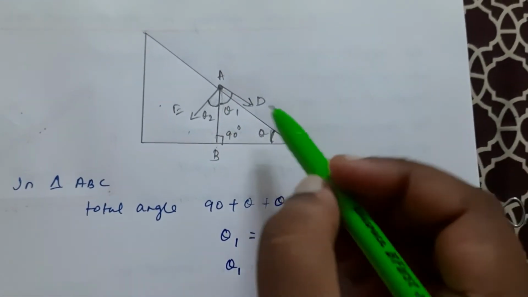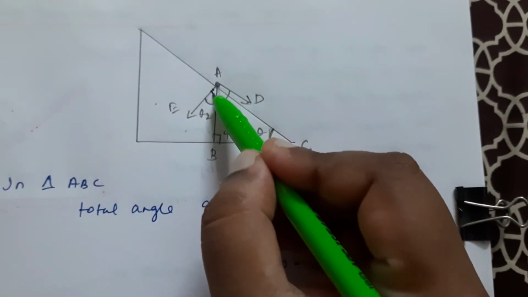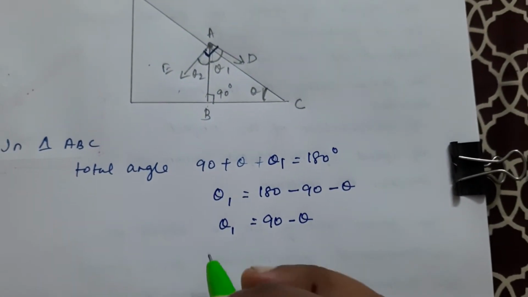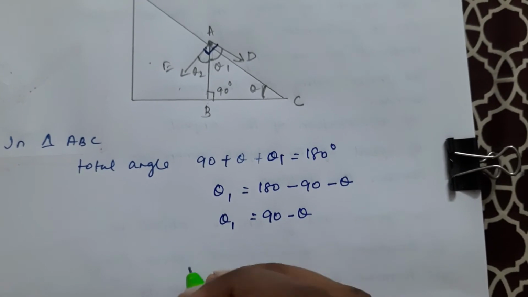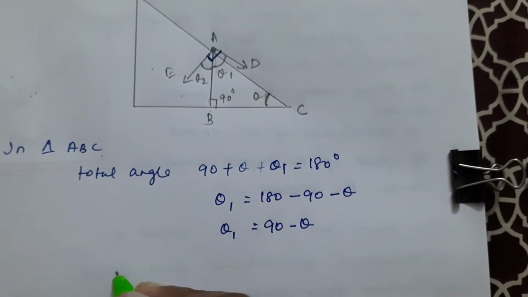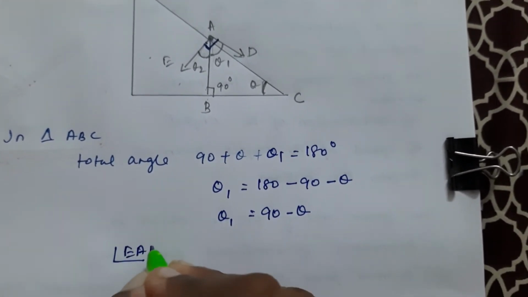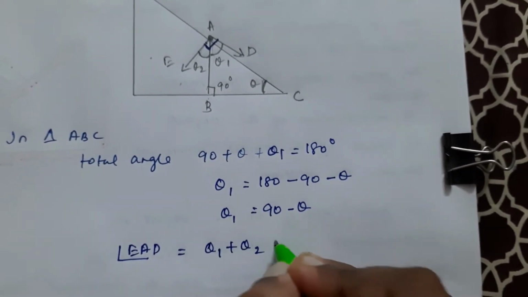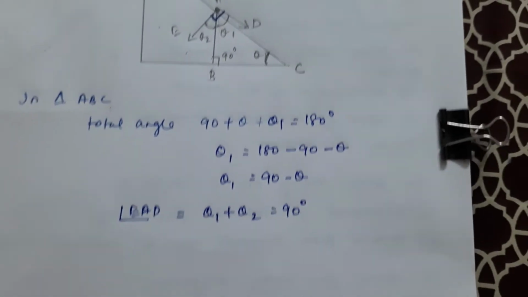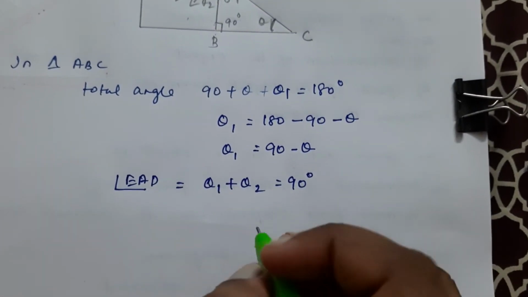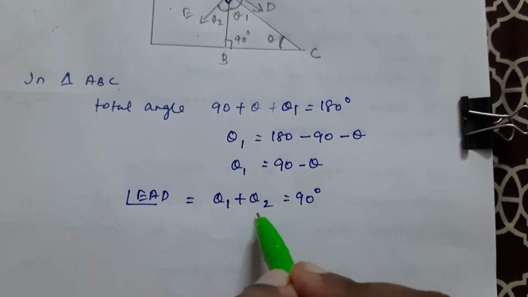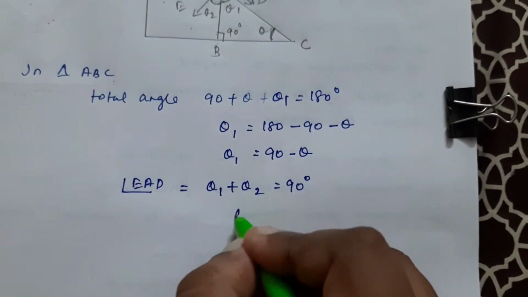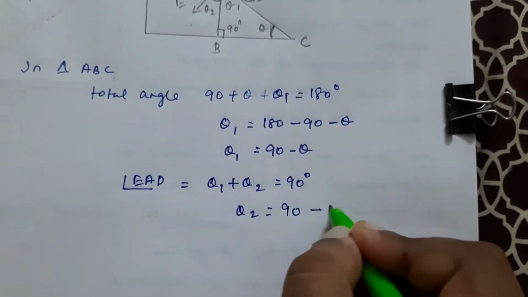Now if you take these two, this angle is how much? 90 degrees. Okay. So I can write angle EAD is equal to theta 1 plus theta 2, which is equal to 90 degrees. Okay. Now I am going to substitute here. I am going to write this for theta 2. So theta 2 is equal to 90 minus theta 1.